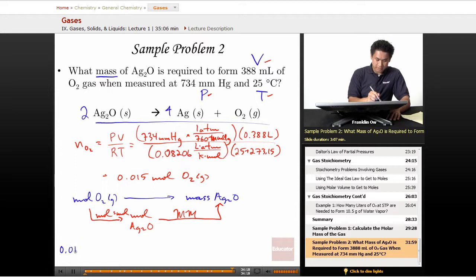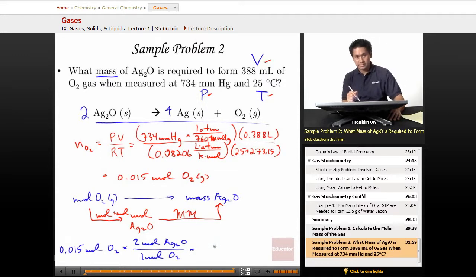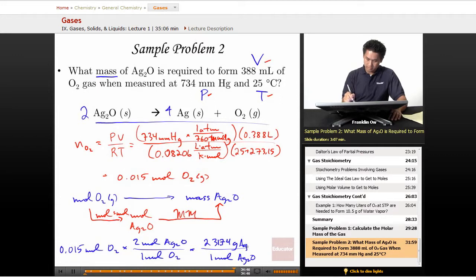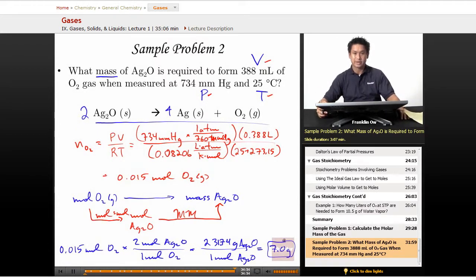So you have 0.015 moles of O2. Okay, the mole to mole ratio is going to be 2 moles of silver 1 oxide for every 1 mole of oxygen gas. And then we're going to go ahead and multiply this by the molar mass of silver 1 oxide to get to grams. So its molar mass is 231.74 grams for every 1 mole of silver 1 oxide. And so we get roughly 7.0 grams, everybody, of silver 1 oxide that are required.